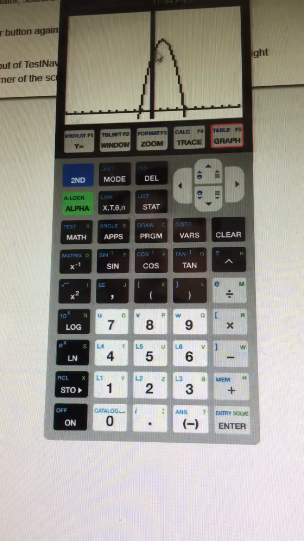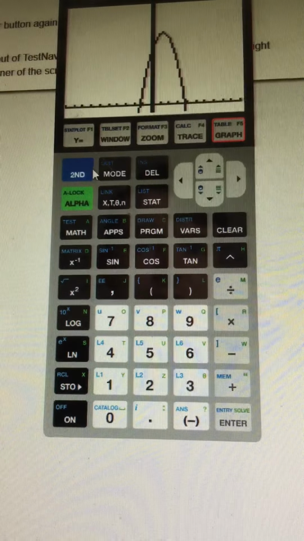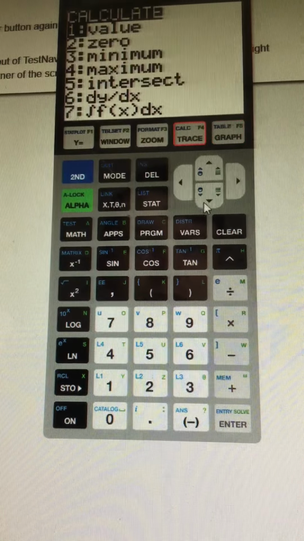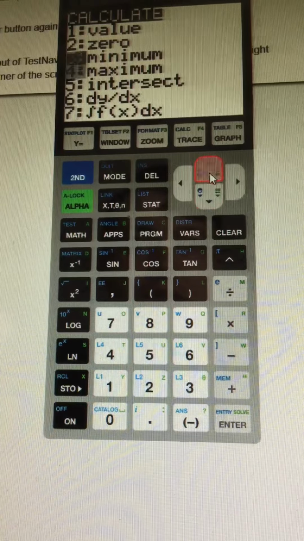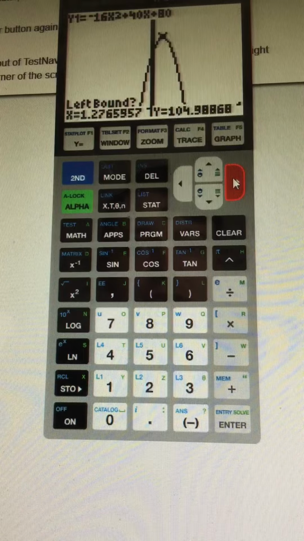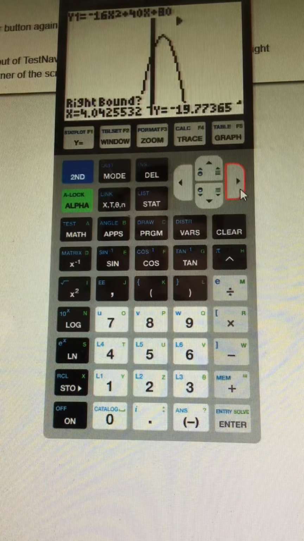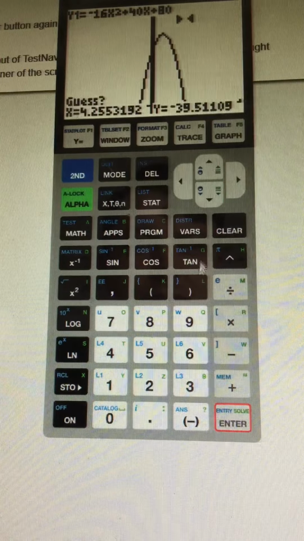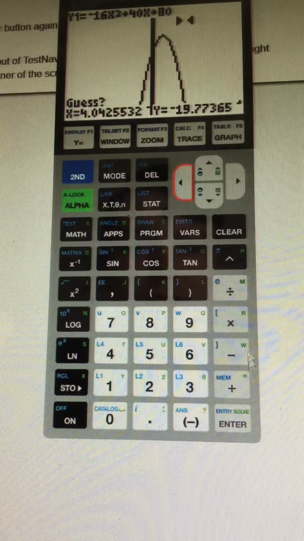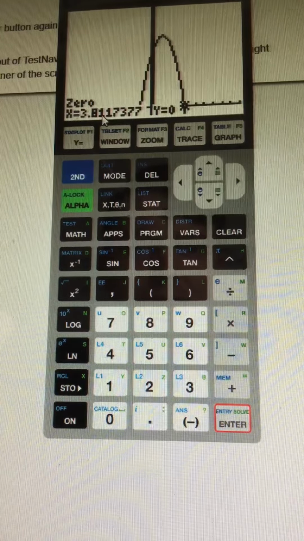There's the ball where it started, here's the top, and here's where it hits the line. If I want to find where it hits the line, I just go to second calculate, go down to the 0, and it asks me for a left bound, so get to the left side of it. Then I go to the right side of it, and down there somewhere, I can't see it, but it's down there. And then somewhere in the middle, and I'll go find that point. And so now it tells me it took about 3.8 seconds for it to hit the ground.